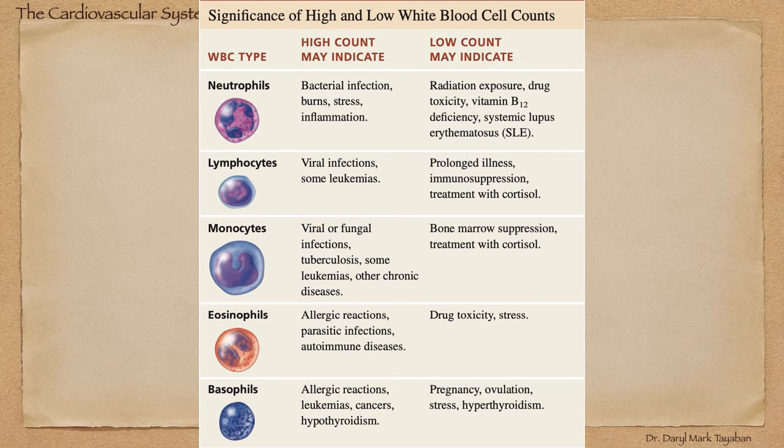Finally, basophils. If there's an elevated basophil count, it indicates that there could be an allergic reaction. It is also elevated for leukemias, cancers, and hypothyroidism. Then if it's low, it could be because of pregnancy, ovulation, stress, and hyperthyroidism. So, basta hypo, if it's basophils, if hypo, it's high. Hyper, it's low. It's contrary, no?